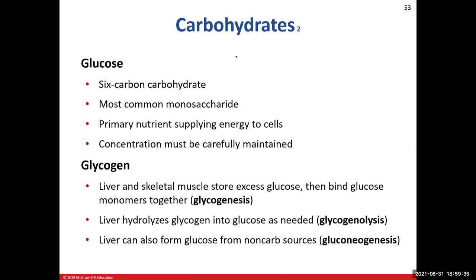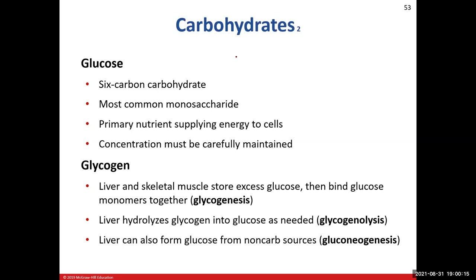So it has to be carefully maintained in the body, because guess what? The number one organ that gets first dibs on glucose, no matter what, is going to be the brain. The brain is so special that it doesn't even need insulin to absorb glucose into its cells. Doesn't need insulin. Other tissues, other cells do. Glucose can't get in without insulin. The brain doesn't need that. That's how special it is.